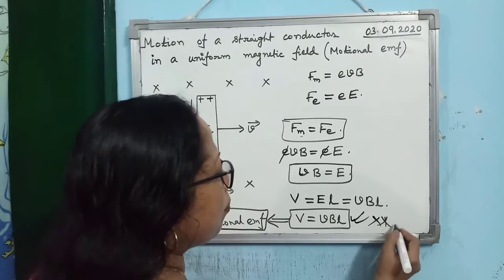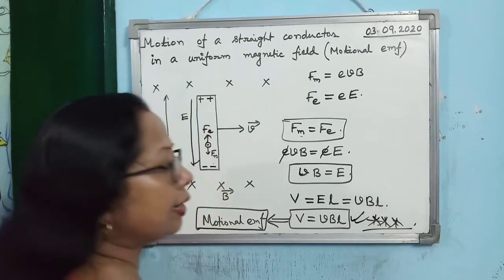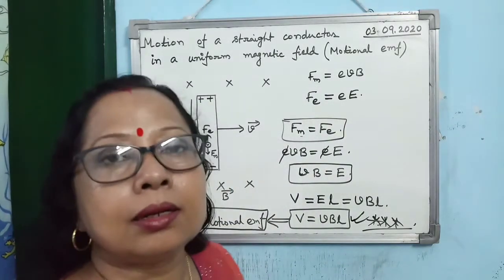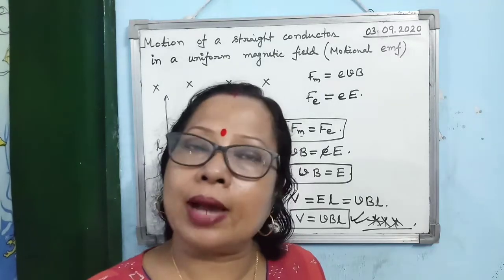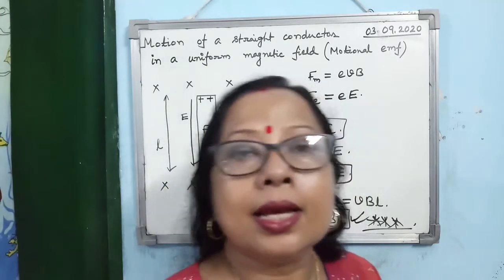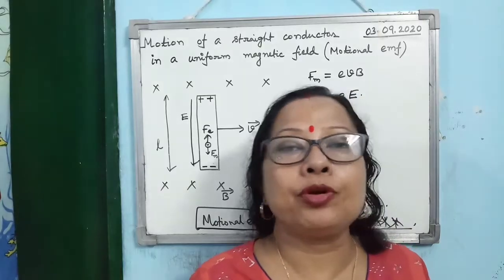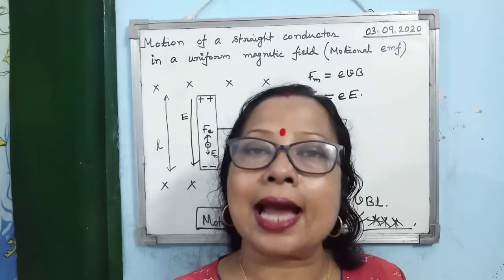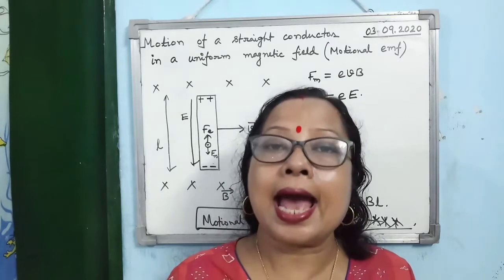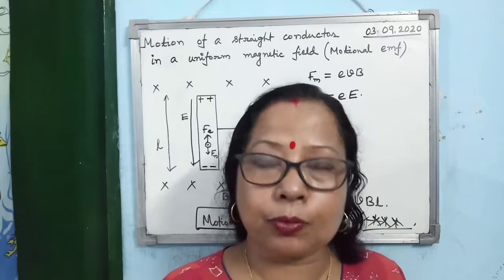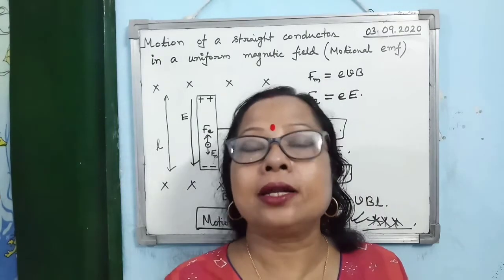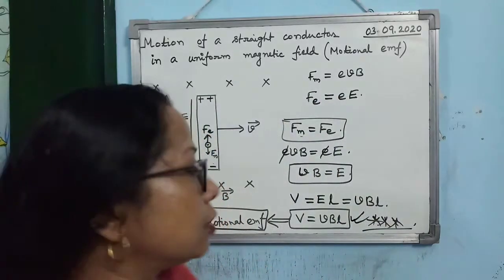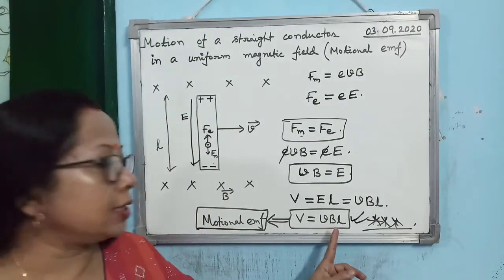Very important topic. You must learn the derivation as well as the final formula for solving the numericals. Once again, summarizing the concept: when a conductor moves in a magnetic field, an EMF or potential difference develops across the ends of the conductor. That EMF is known as the motional EMF, and its value is given by V into B into L.